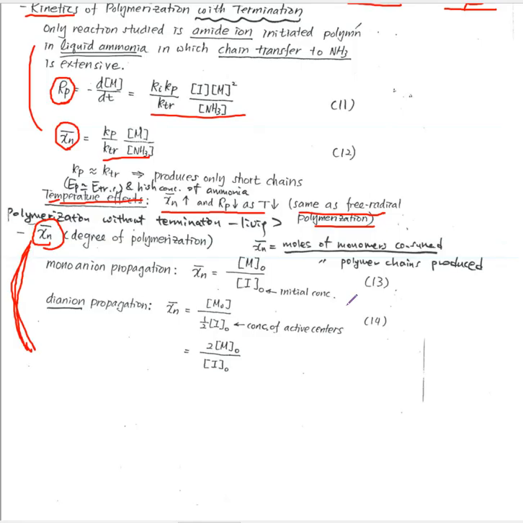Based on that information, if you consider monoanionic propagation, the first 2 cases in the initiation part, the number average degree of polymerization should be equal to the concentration of monomer divided by the initiator concentration, right? Because all initiators start at almost the same time. If it is dianionic propagation, we can just simply multiply by 2, because basically we are making double chains, right, on both ends of the initiator.